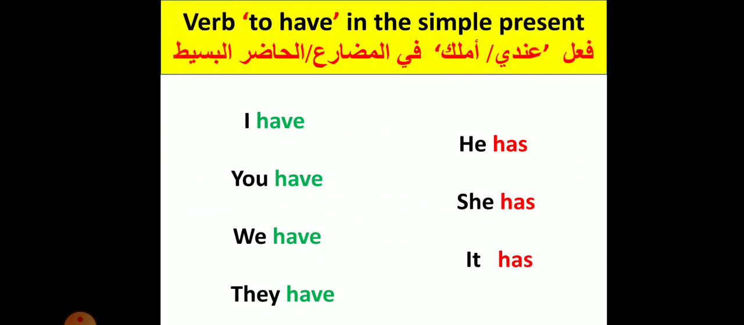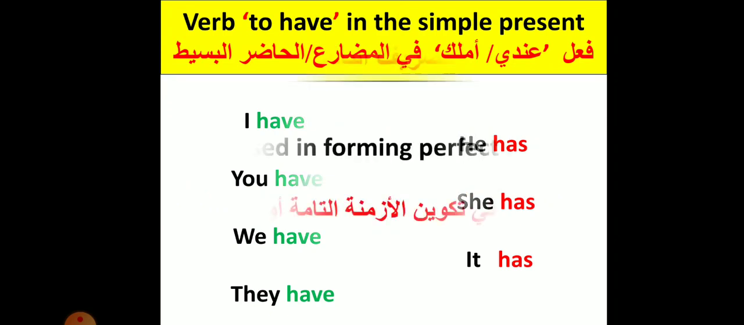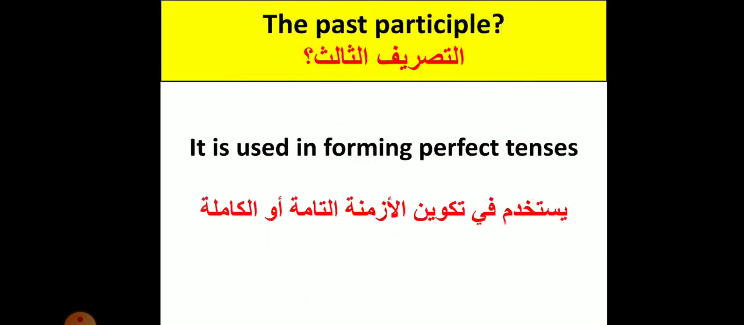Verb to have in the simple present. I have, you have, we have, they have, he has, she has, it has. Okay, the change is only in he, she, and it. The past participle. It is used in forming perfect tenses.